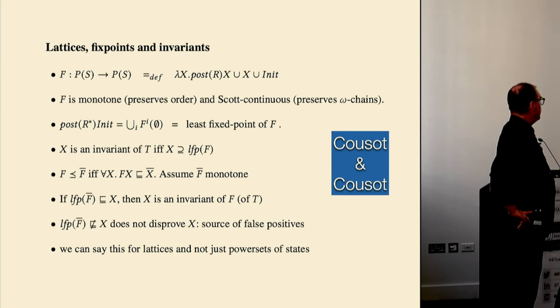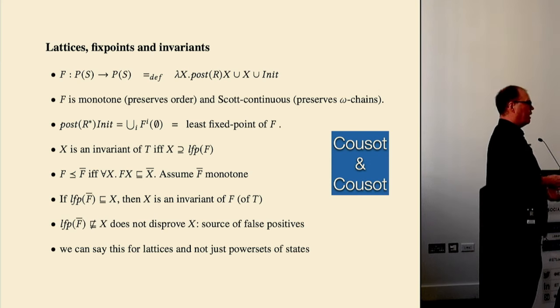from the transition system I can make a continuous function, a Scott continuous function on a lattice, which just keeps gathering more states. And the reachable things are the least fixed point. X is an invariant just says that X is bigger than the least fixed point. And so then we can say this for lots of arbitrary lattices, not just for this. We can say similar things.